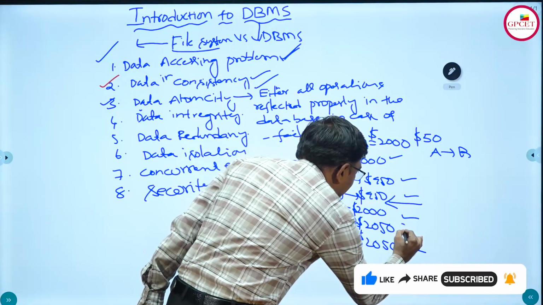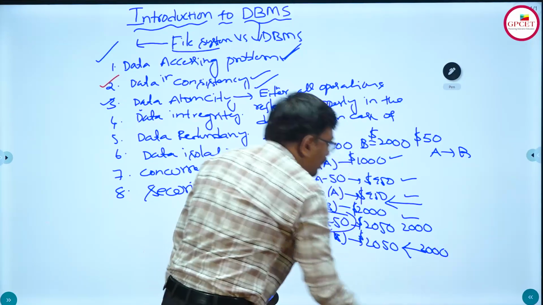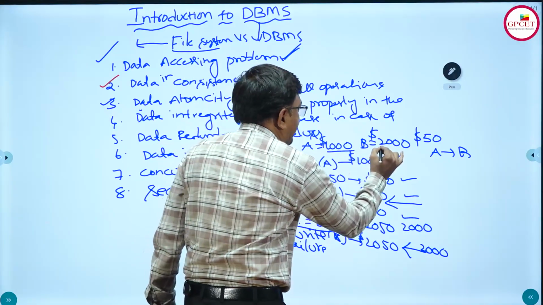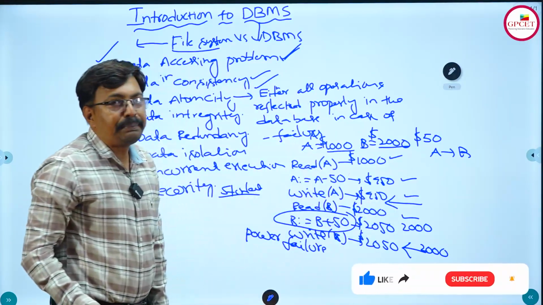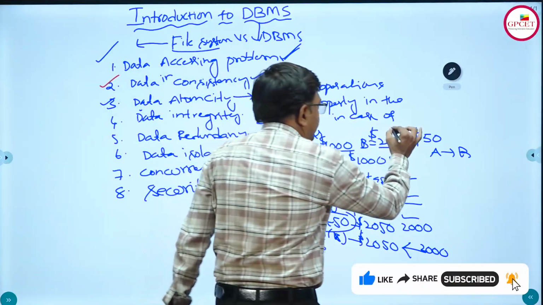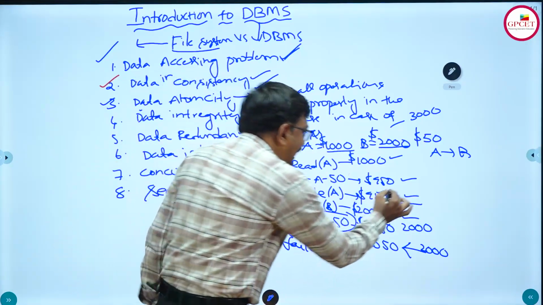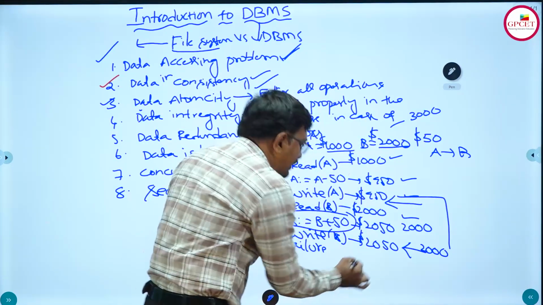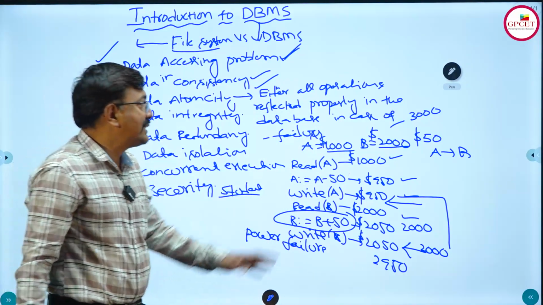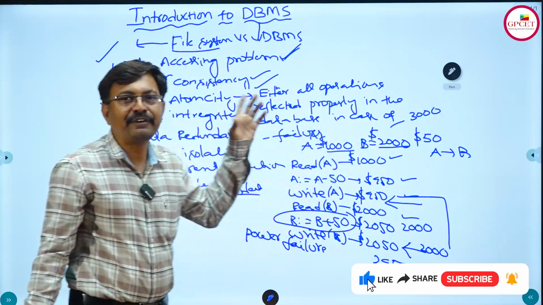Here we cannot add $50, 2000, and what is the output also? 2000. What is the value before execution? Before execution, A plus B, 1000 plus 2000, that is 3000. After execution, what is the sum? 950 plus 2000, and what is here? 2950. $50 was wasted. That is the problem in file processing.